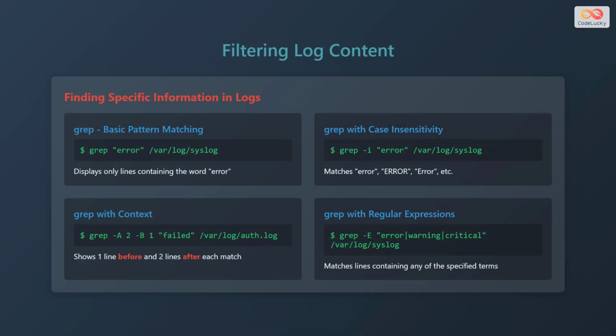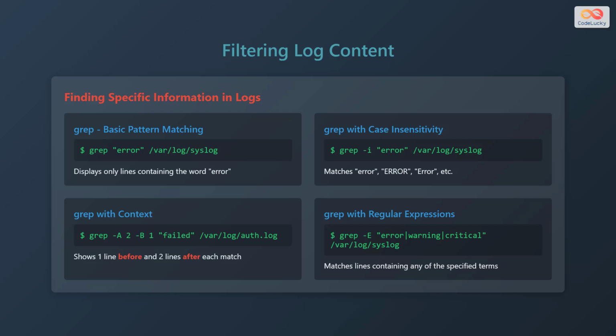Now let's see how to filter log content to find specific information. The grep command is your best friend here. To display only lines containing the word error in the system log, use grep error /var/log/syslog. To perform a case-insensitive search which matches error, capital Error, and so on, use grep -i error /var/log/syslog. You can also display lines with context around the matched line.